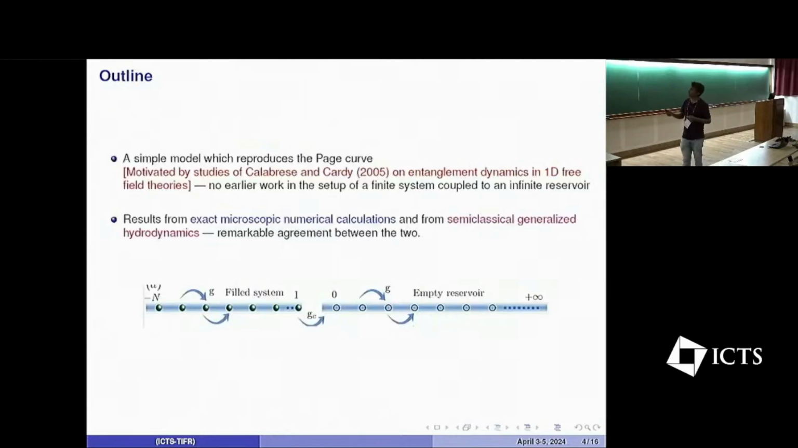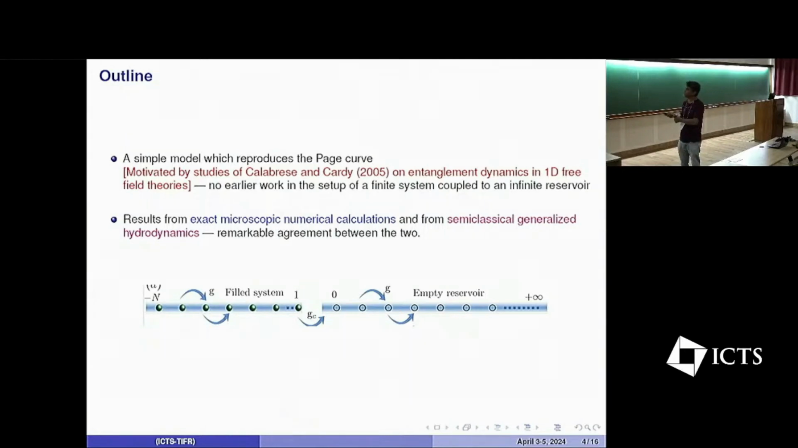So what we do is look at a very toy model to reproduce this kind of Page curve in a model which roughly looks like a black hole evaporating. It's motivated by the work of Calabrese and Cardy, who look at entanglement evolution in free fermion systems. What I'll talk about is the following system.